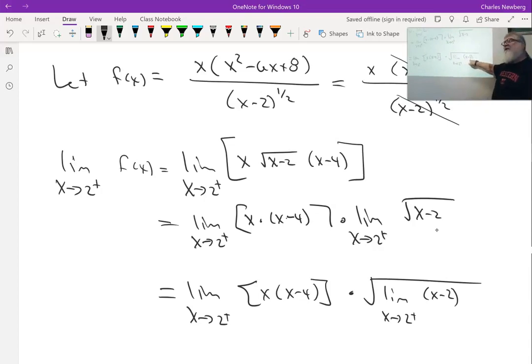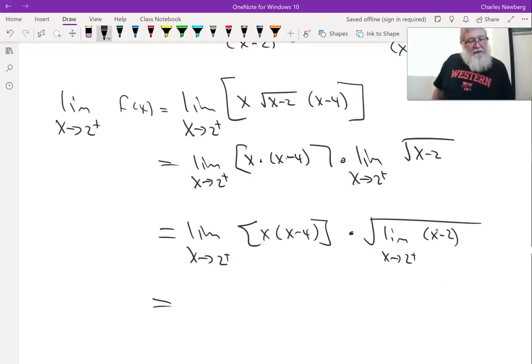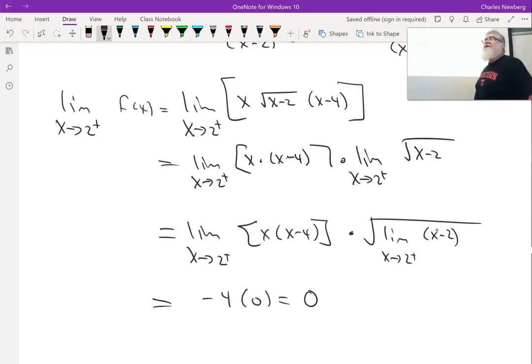Now this is a linear function, right? Let's put in 2. What's 2 minus 2? 0. And that limit is 0. What's the square root of 0? 0. And this is not 0. What's anything times 0? 0. Although we want to put that in, that's 2 times minus 2, so that's minus 4 times 0, which is still what? 0.